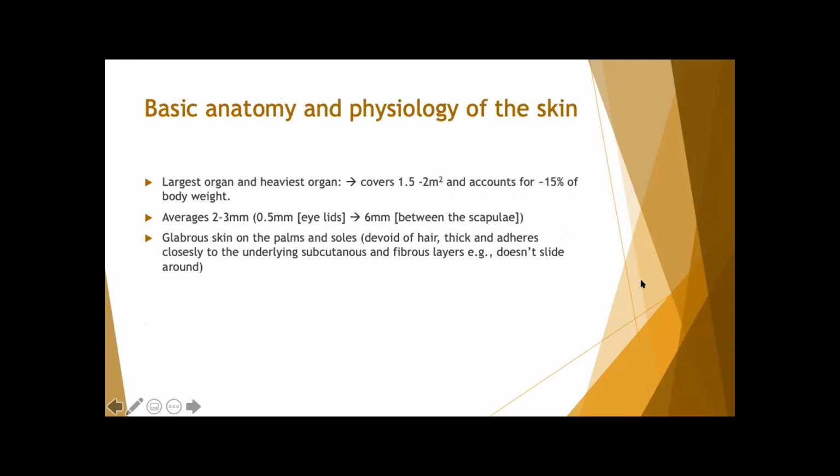So, basic anatomy and physiology of the skin. Well, it's the largest organ in the body and it's the heaviest organ. So it covers around 1.5 to 2 meters squared and accounts for 15% of your body weight. It averages between 2 to 3 millimeters, with the thinnest being the eyelids and the thickest said to be between the scapulae. But some would argue that it's the feet and hands that are the thickest, but that kind of skin is also different. It's known as glabrous skin, meaning that it's devoid of hair, and it adheres really closely to the subcutaneous and fibrous layers. Essentially, the function of that is that it doesn't slide around.